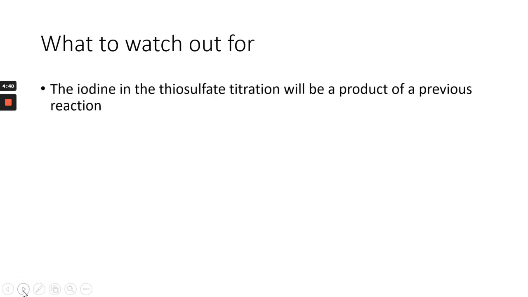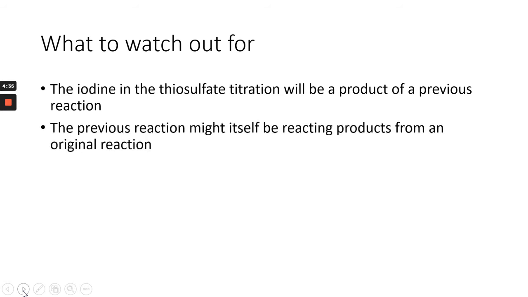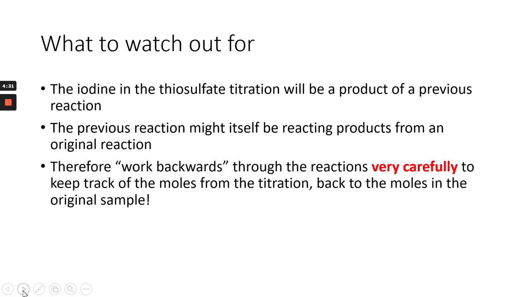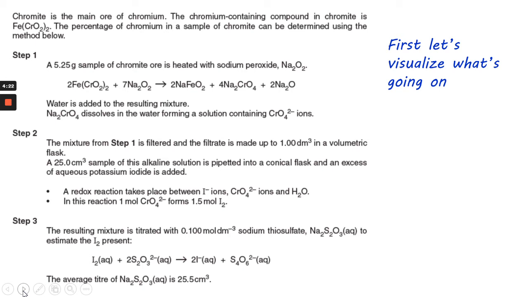The iodine in the thiosulfate titration will be a product of a previous reaction, and the previous reaction might itself be reacting products from an original reaction. So work backwards through the stages very carefully to keep track of the moles in the titration at one end, back to the moles in the original sample at the start. Let's visualize what's going on first.